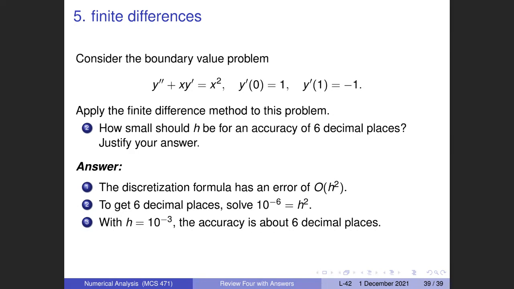So the alternative question here would be, how accurate is it for 0.2? Well, we have 0.2 to the power of 2. We cannot hope for more than 2 decimal places. What should the h be when we want 6 decimal places? Well, the h has to be 1 over 1000. So we need a system of dimension 1000. So that's another way to formulate the same question.